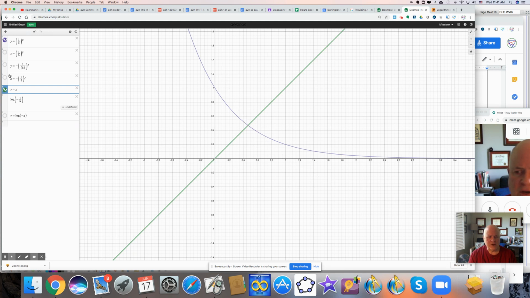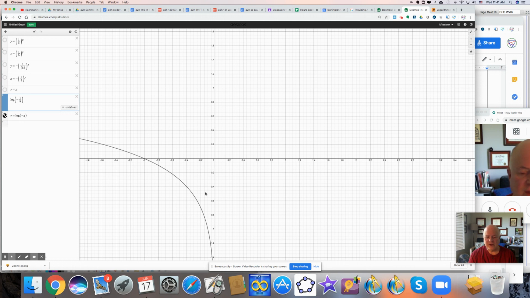If I were to take the other one, my negative, and do a reflection of it across y is equal to x, I still have numbers here. Now, I wanted to point out to you, if I have the log of -1/5, it's undefined. But if I do the log of a negative x, well, that's not undefined.